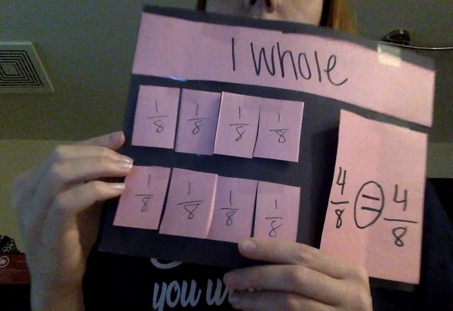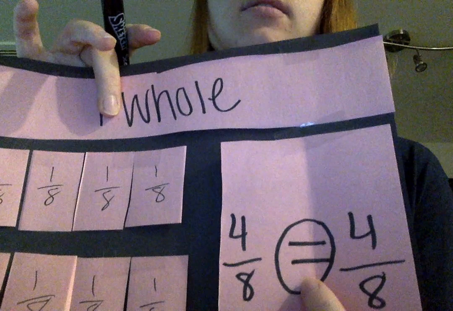Last one, we have a whole. We've got 4/8 here, and we got 4/8 here. Do you see those are the exact same? They look the same? They are the same. So that means we've got 4/8 and 4/8, and we're going to put a nice equal sign in the middle because equal means same. Okay? So those are your three examples, those three visuals.